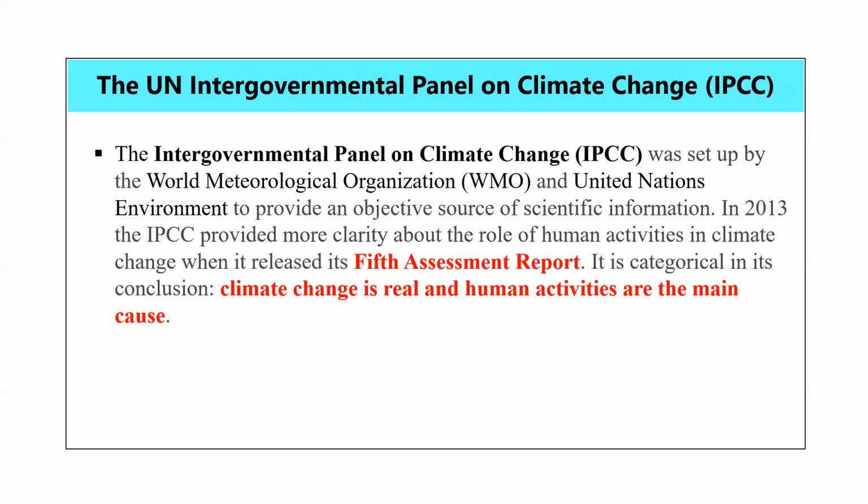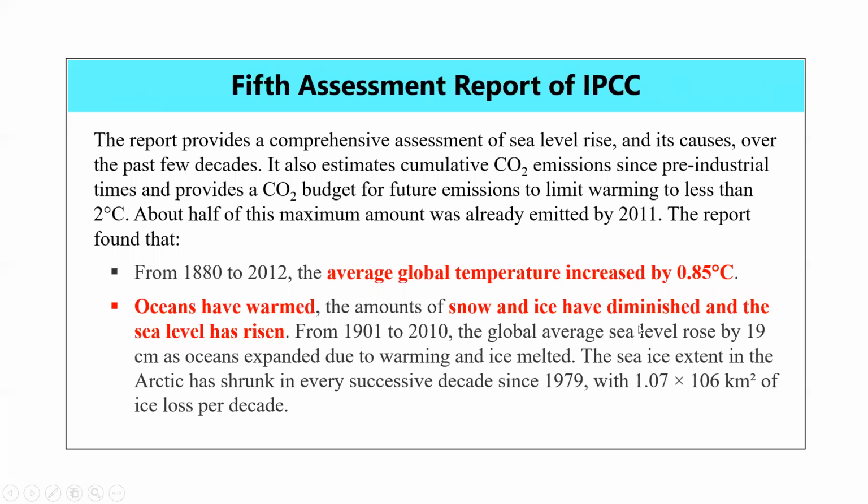Okay, so the Intergovernmental Panel on Climate Change was set up by the World Meteorological Organization and United Nations Environment to provide an objective source of scientific information. In 2013, the IPCC provided more clarity about the role of human activities in climate change when it released its fifth assessment report. So it is categorical in its conclusion that climate change is real and human activities are the main cause. Okay, so based on the fifth assessment report of the IPCC, these are the major information they provided.